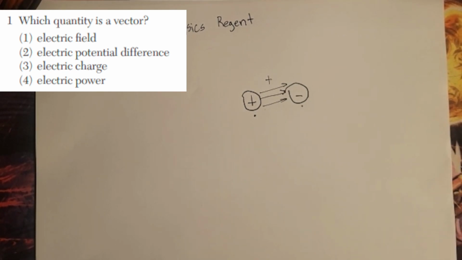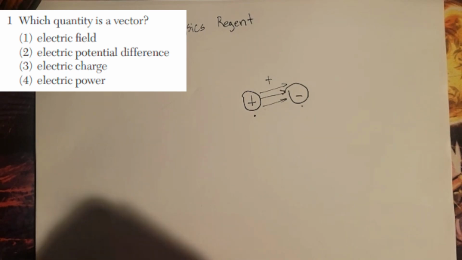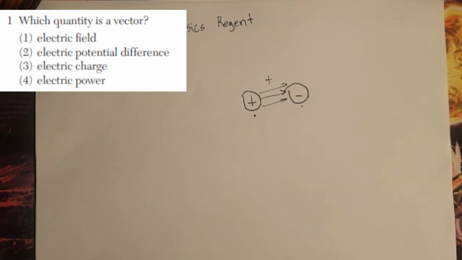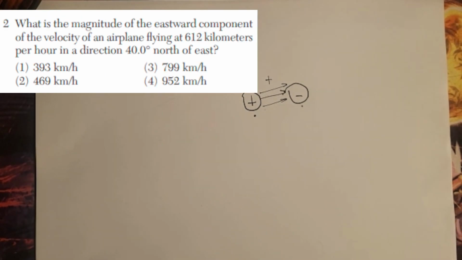The other one is electric potential difference. That's just voltage. You can't have 5 volts left or right, you just have 5 volts. Charge, you can't have 5 coulombs to the left, you just have 5 coulombs. Same thing with power. You can't have 20 watts to the right, you just have 20 watts.